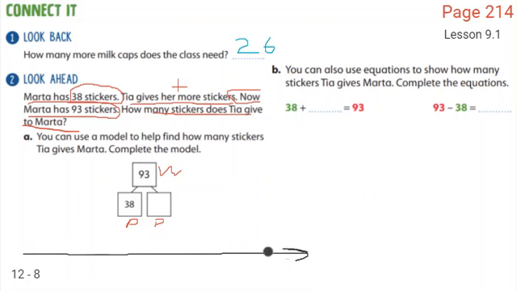So here we go. 93 is the whole. And over here, we start out with 38. And we want to get to 93. So there's different ways we can do it. We can do one big jump.